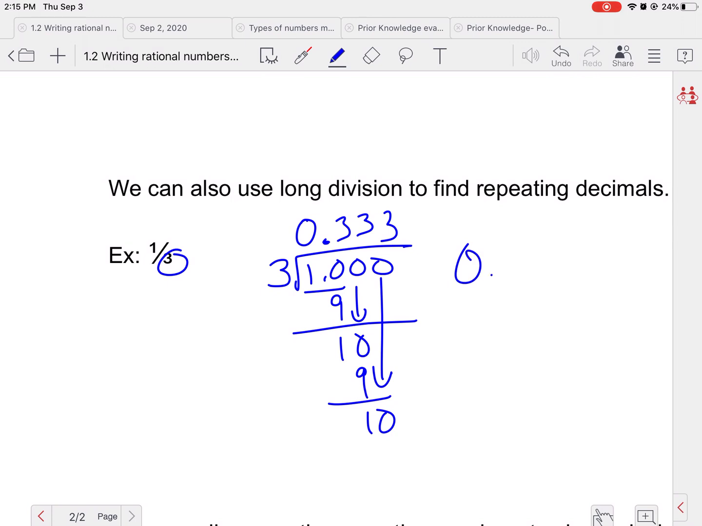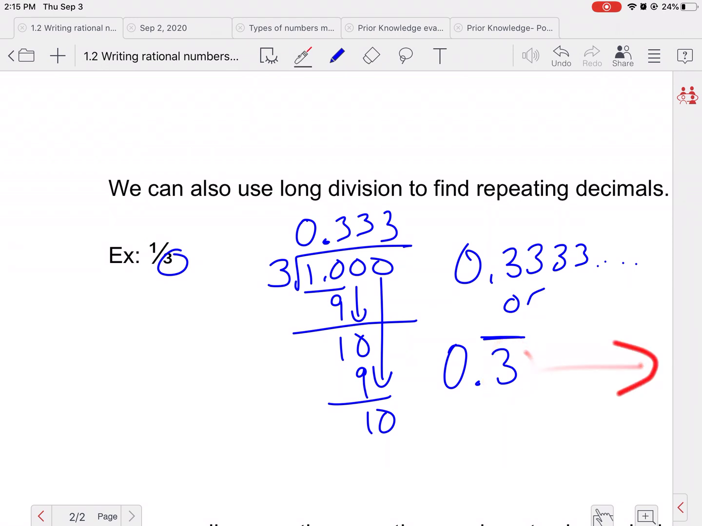So we can write this as 0.0333. We could just keep writing forever with ... Or there's this special symbol. The repeating part can have a little bar over top of it. Okay, it has some fancy math name, but we'll just call it a bar. And that tells me that this number right here is what's repeating forever. Now, if more than one number is repeating, then that bar should go over all of the numbers that are repeating, not just one of them, okay?